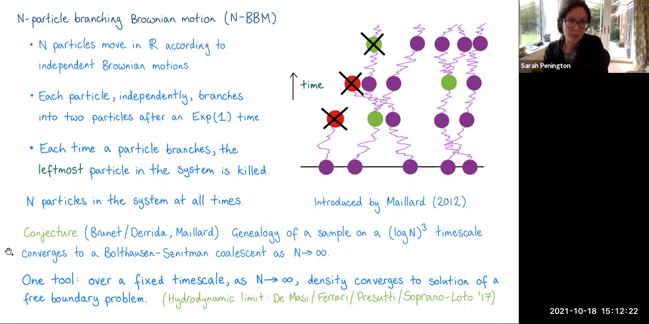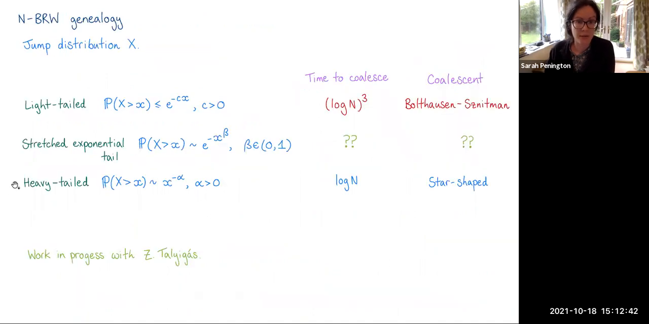So that's actually all I want to say in the first talk. In the second talk, I'm going to go back to the N-particle branching random walk and give you a sketch proof of our main result about the star-shaped genealogy for the heavy-tailed case. So I'm going to finish by showing you again this summary slide of behavior for the genealogy for the N-particle branching random walk. So thanks very much for your attention.